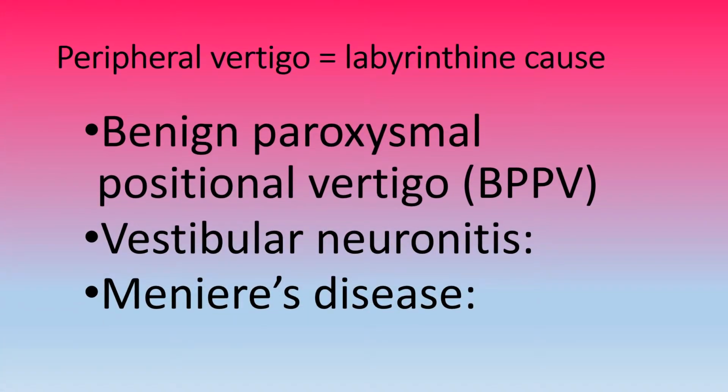If we have peripheral vertigo, it has a labyrinthine cause. What is the labyrinthine cause of peripheral vertigo? It is benign paroxysmal positional vertigo. BPPV is of labyrinthine origin and it causes peripheral vertigo. Another example is vestibular neuronitis, and another is Meniere's disease. So we are going to discuss three topics from the labyrinthine causes: BPPV, vestibular neuronitis, and Meniere's disease. In these diseases we have peripheral vertigo from the labyrinthine cause.